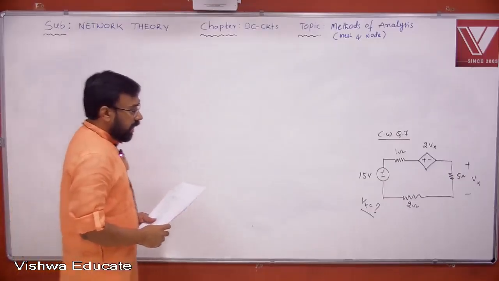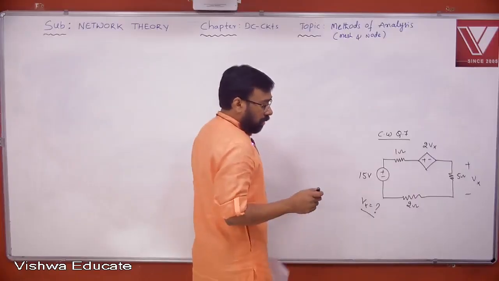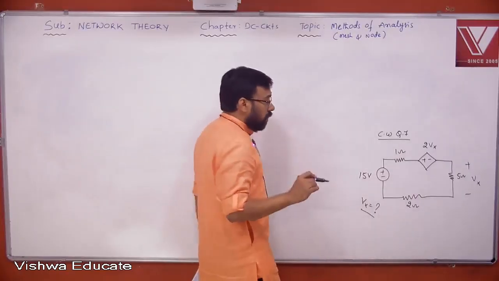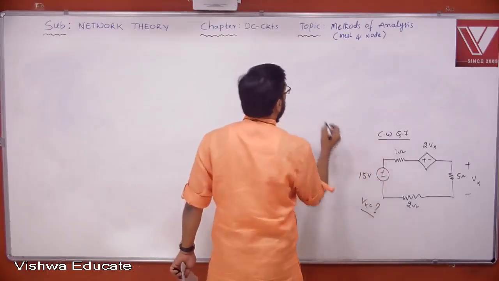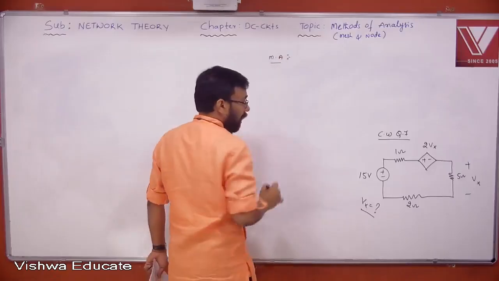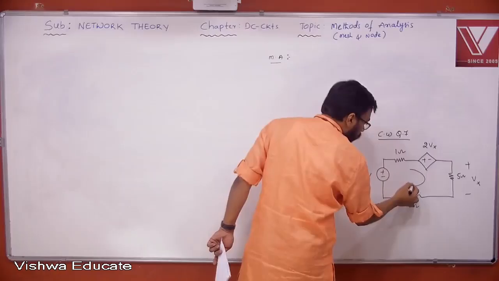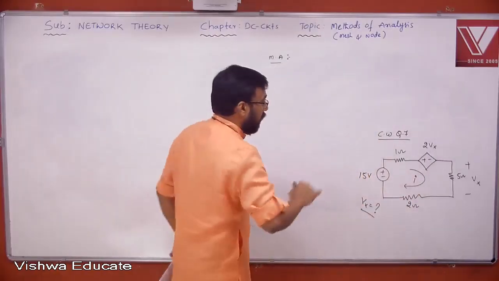Vx value. Dependent source problems, you must be a little careful. And most of the problems given in the exam are dependent source problems only. In what way we should be careful, that we'll observe here. So first we apply mesh analysis, then we go for node analysis. Both the methods we will apply and understand how we are going to get it. How many loops are there? One loop. How many equations are you supposed to get? Only one equation, right? Let's see what is happening here.